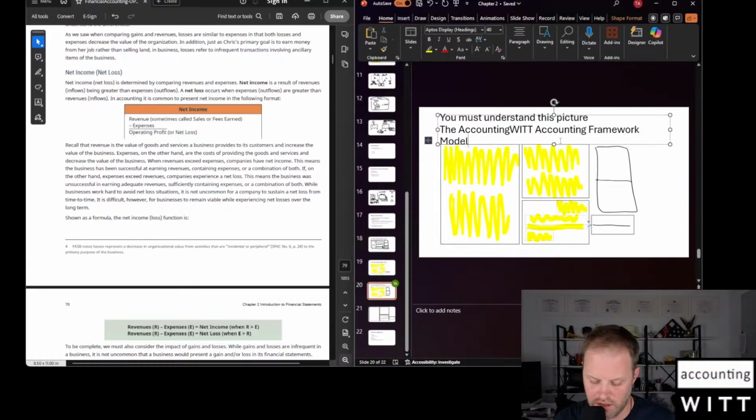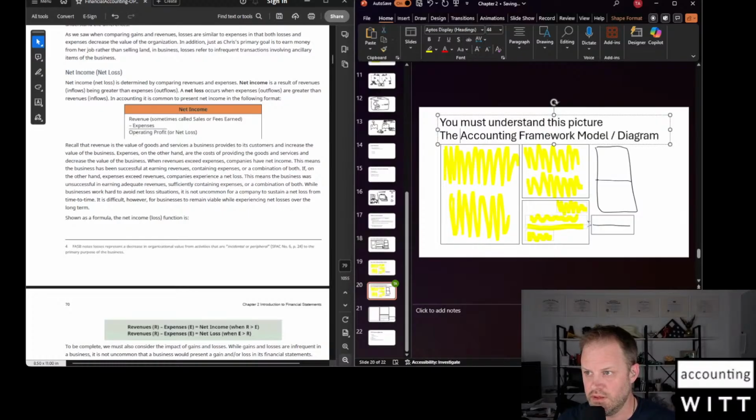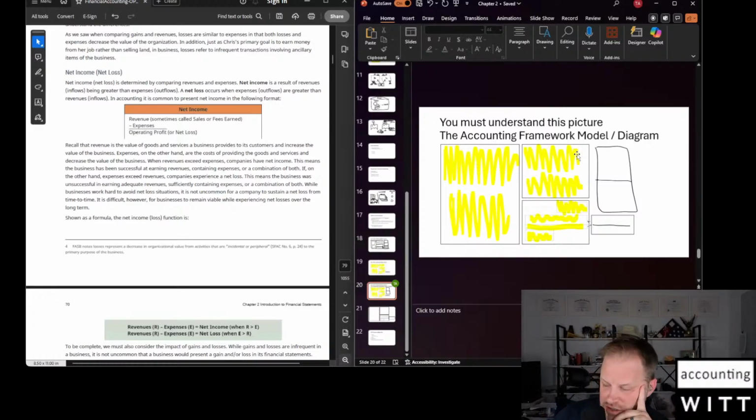Is it a model or a diagram? So I call it the accounting framework model. Model or diagram? I don't know. We've got to figure out a term for this. You must understand this. Yeah, okay. Anyways, that's where we end.